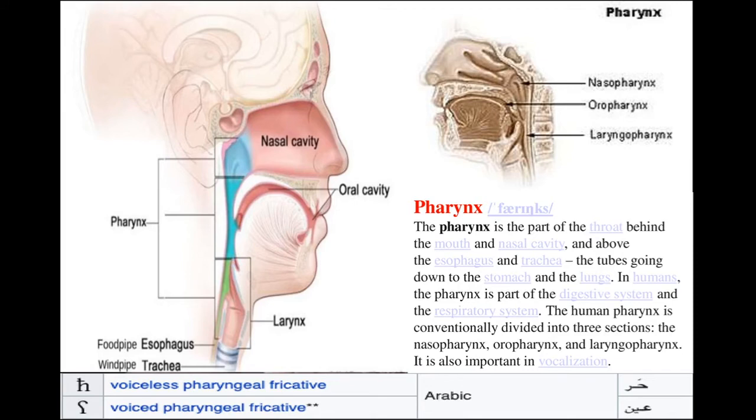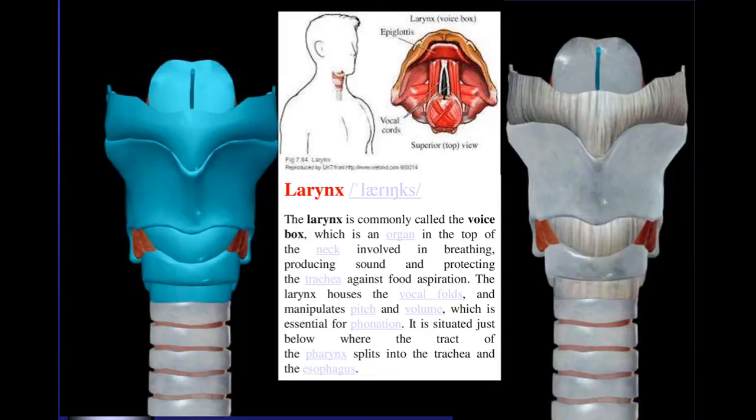The pharynx is the part of the throat behind the mouth and nasal cavity and above the esophagus and trachea, the tubes going down to the stomach and the lungs. In humans, the pharynx is part of the digestive system and the respiratory system. The human pharynx is conventionally divided into three sections: the nasopharynx, the oropharynx, and the laryngopharynx. It's also important in speech production, like in Arabic. In Arabic, the two sounds al-ha, al-een.